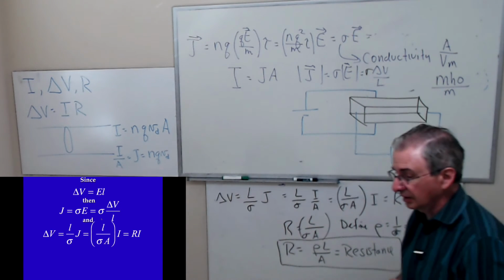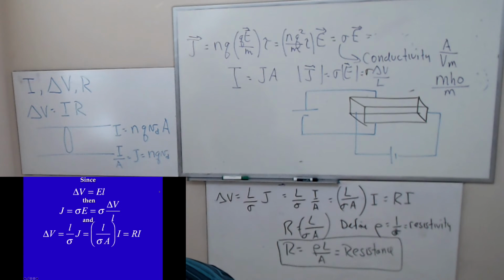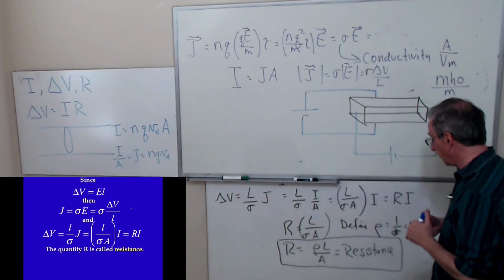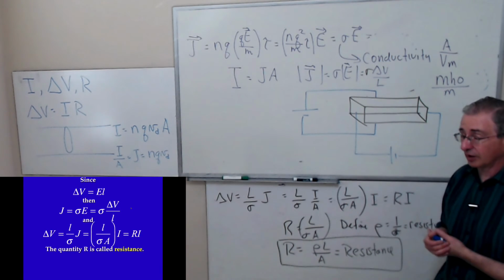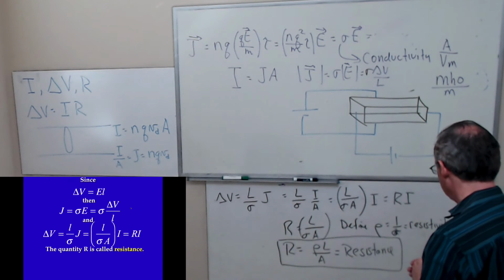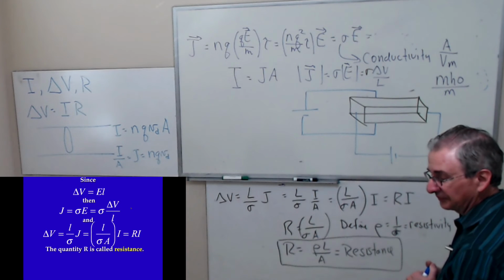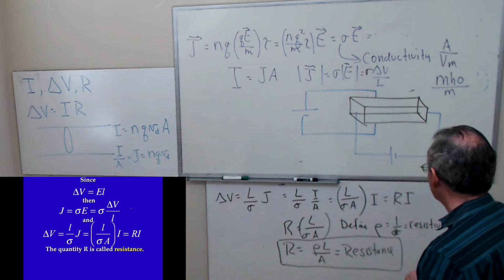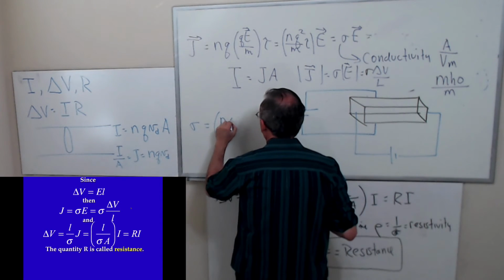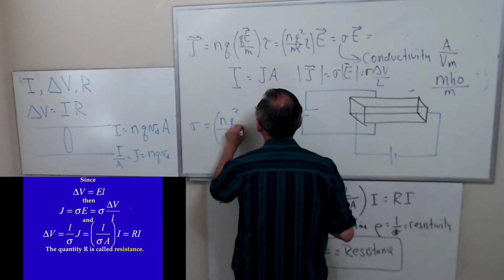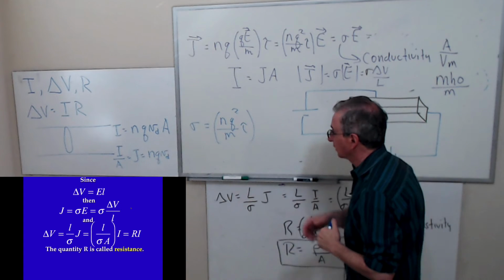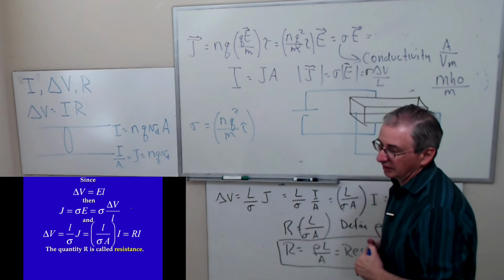Professor? Yes. So the resistivity is the property of a material? Yeah, I'm getting to that. But yes, the resistivity and the conductivity are a property of the material. And the one thing that you see here is essentially it's constant, right? Because sigma is N Q squared over M times tau, right? And the resistivity is 1 over that. You just see a bunch of constants, but in reality it's not.